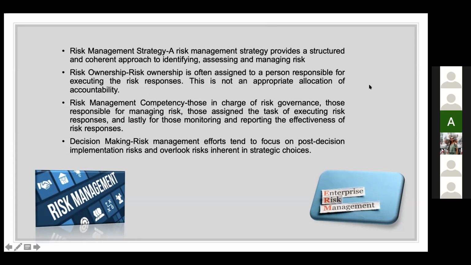The next one is risk ownership. Risk ownership is often assigned to a person responsible for executing the risk responses. This is not an appropriate allocation of accountability. The head of risk management function, whose role should only be to communicate, coordinate, and administer the organization's risk management policies and activities, and also to ensure identification and mitigation of material risk by the appropriate risk owner, can be often mistaken as a person responsible for the actual management of risk.